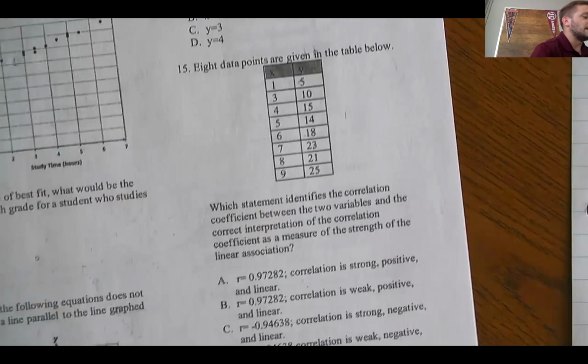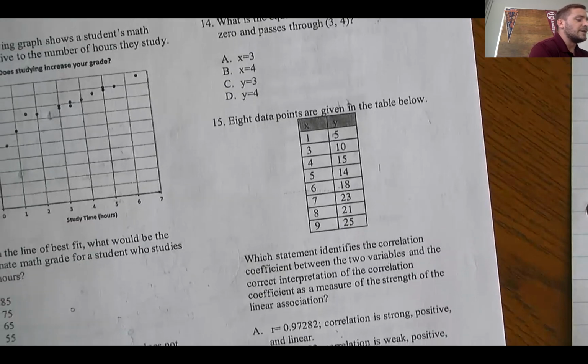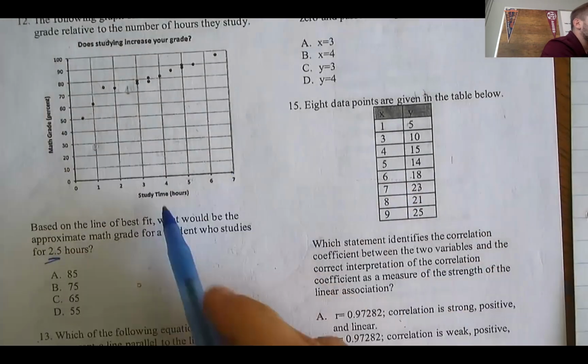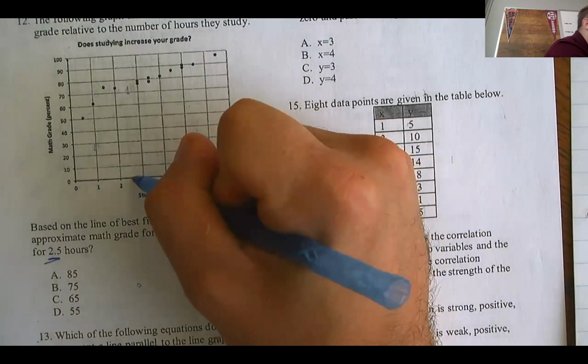Question number 12 at this point says, we want to figure out what a student would get if they study for 2.5 hours. So down here on the x-axis is our study time. Where's 2.5 at? 2.5 would be about right here.